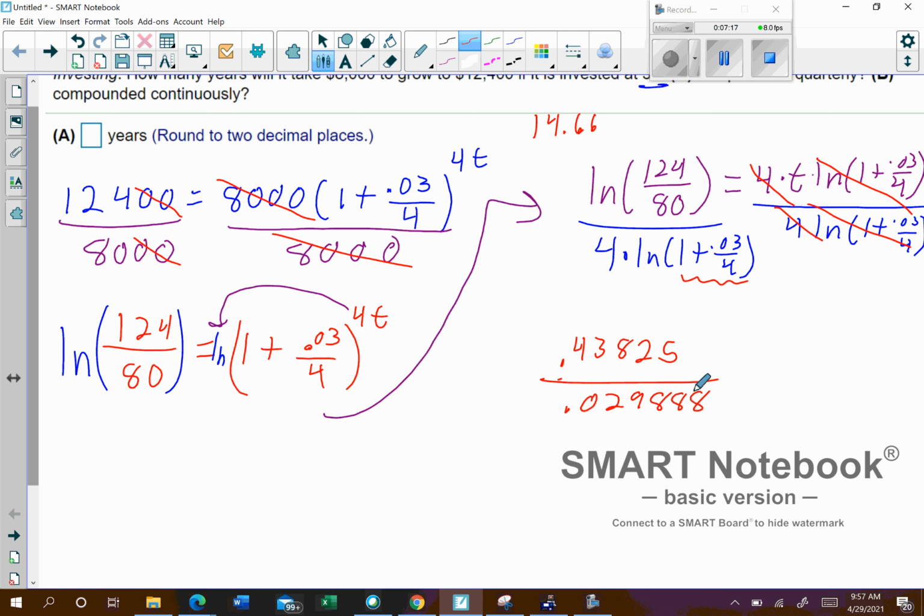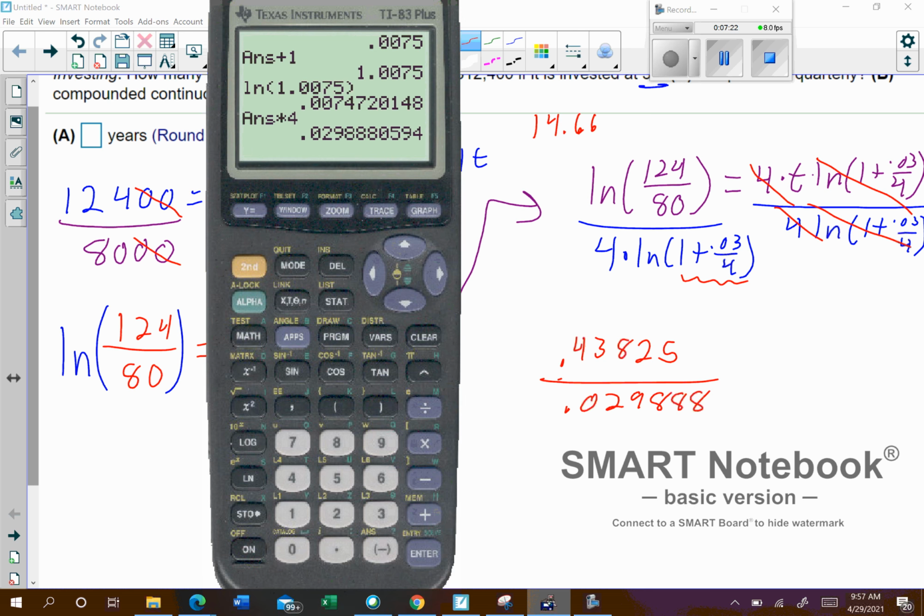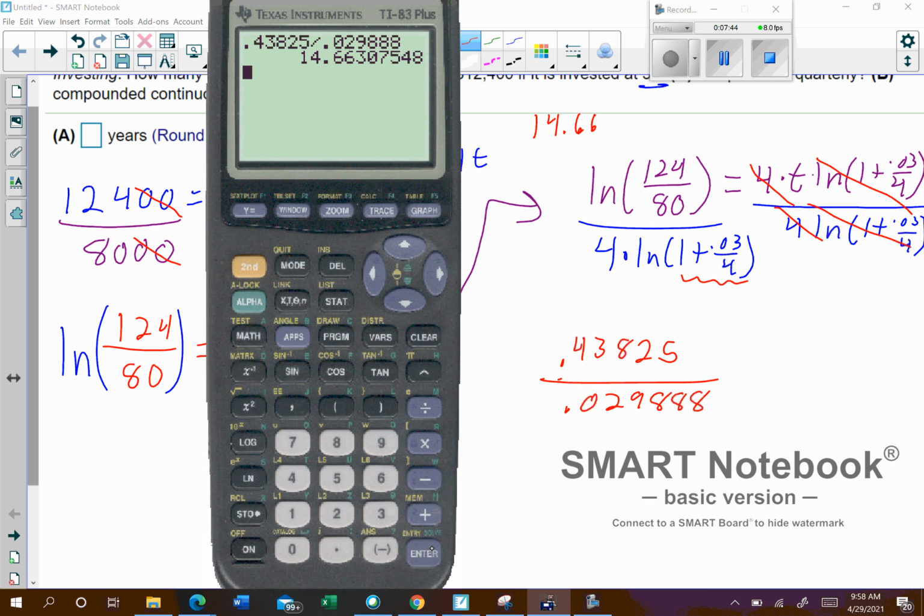To be safe, the more decimal places, the better. And let's see if we come up with 14.66 also. Hopefully we do. So let's see, 0.43825 divided by 0.029888. Let's see what we get. Okay, there we go, 14.66. So you can see how I broke it into smaller little steps, and it just depends on the calculator you're going to be using.